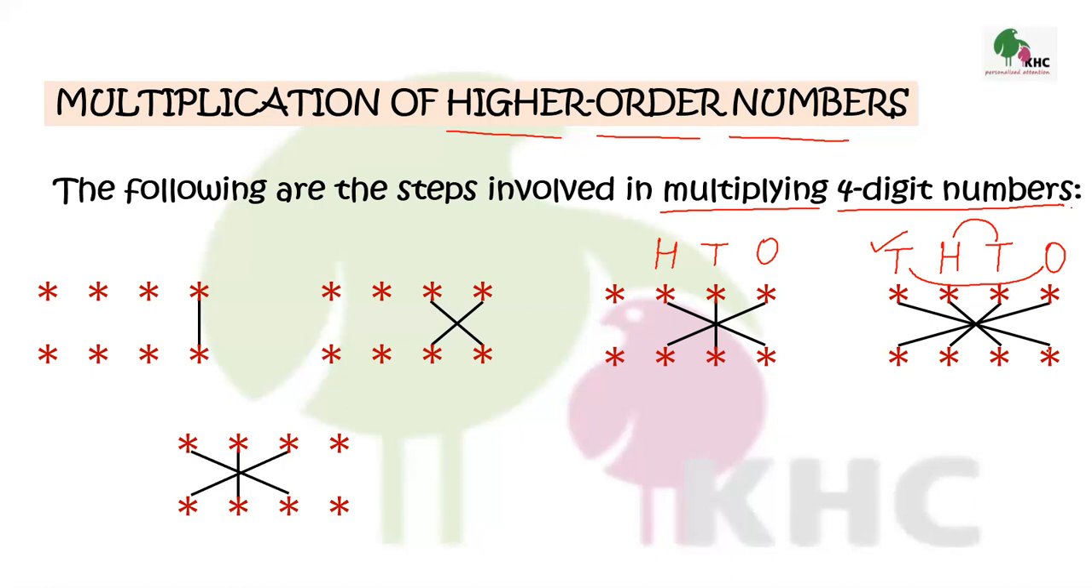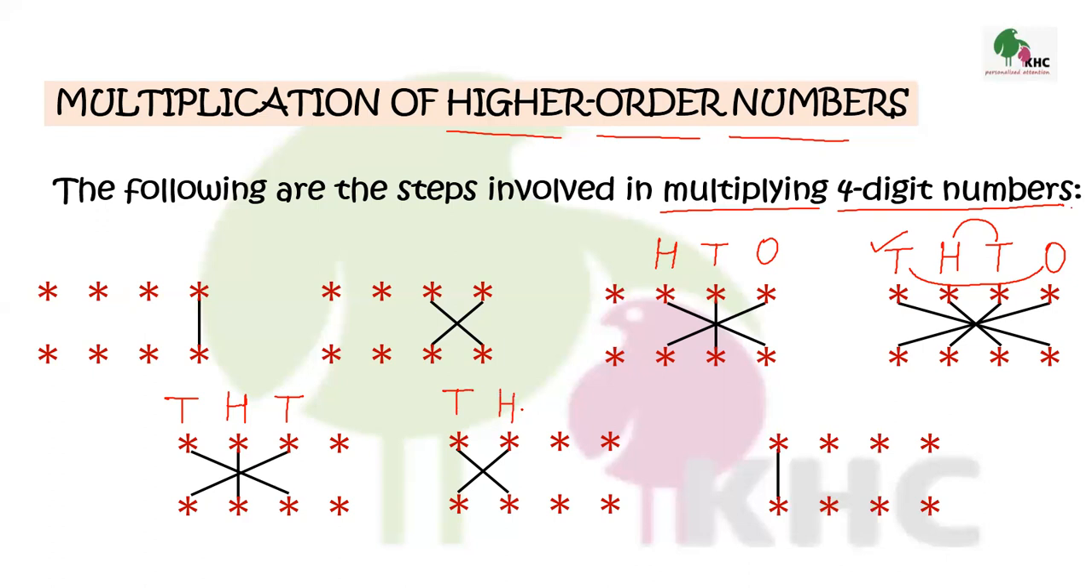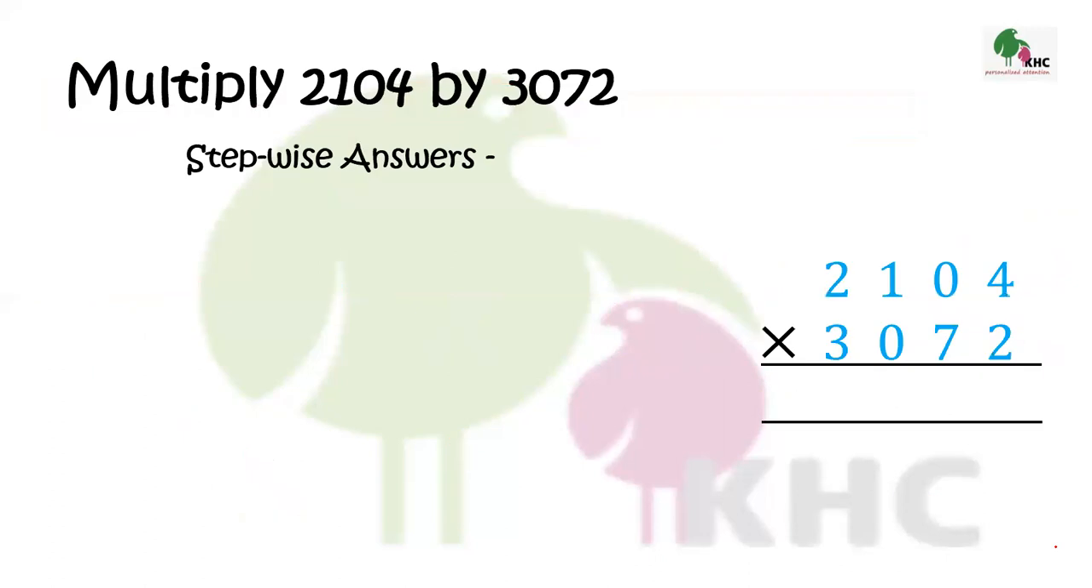The fifth step is to cross multiply the thousands digit with the tens digit and vertically multiply the hundreds digit. That is your fifth step. The sixth step is to cross multiply the thousands digit with the hundreds digit and find out their sum. And the final step is to vertically multiply the thousands digit. So these are the steps involved in multiplying 4-digit numbers.